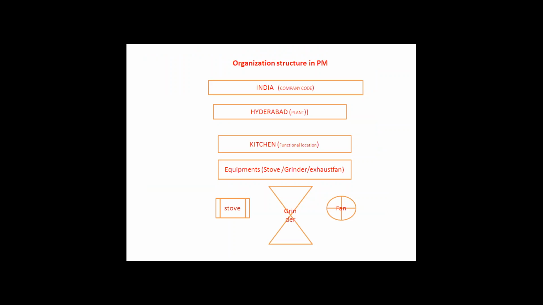Now, if persons are not from a manufacturing background and don't have manufacturing experience, you can also imagine a small example. Consider India as a company code and Hyderabad as your plant, or home. In your home you have a location called the kitchen. In that kitchen you have equipments like stove, grinder and exhaust fan, which we may give some preventive maintenance so that they will not give any problem while using.